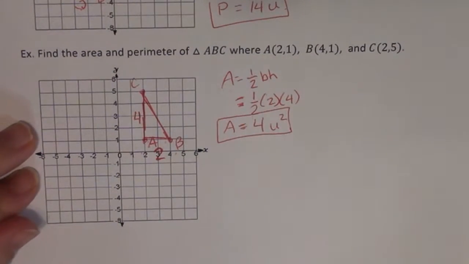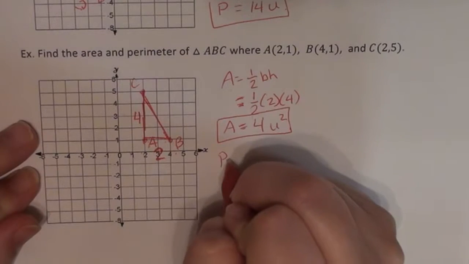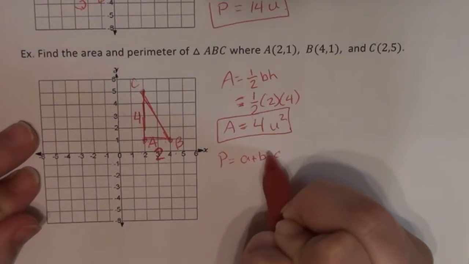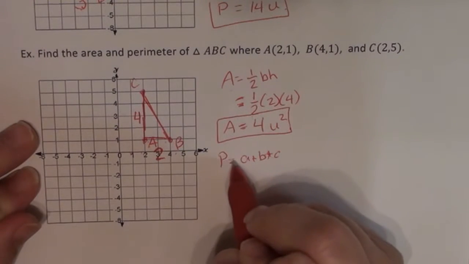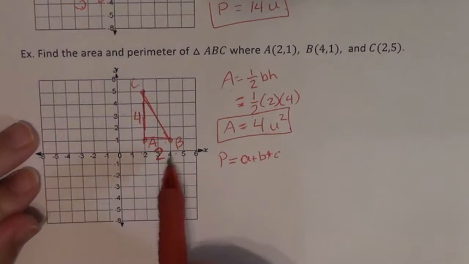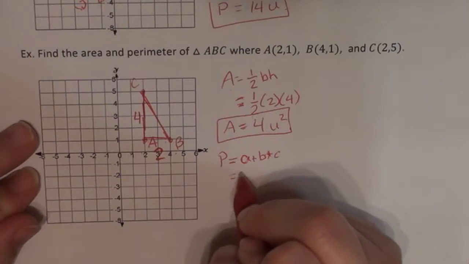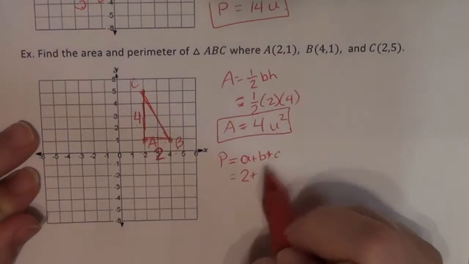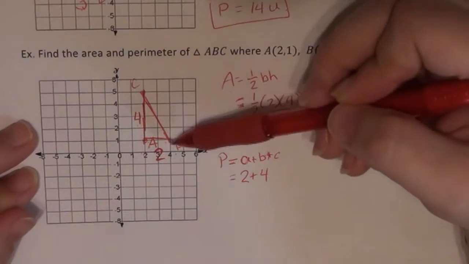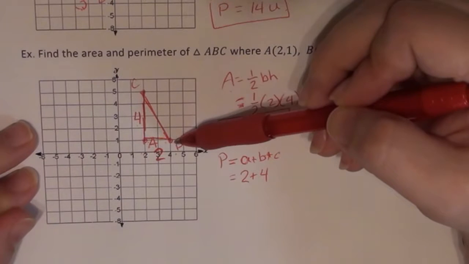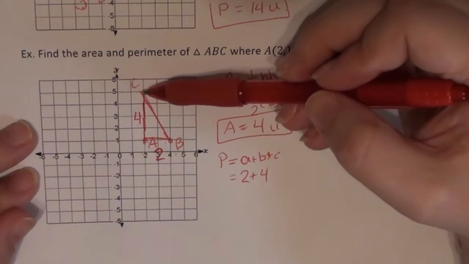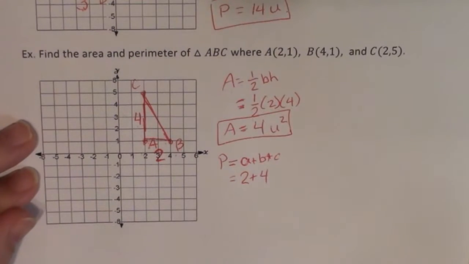Now perimeter is a little trickier here because the perimeter for a triangle is a plus b plus c, where a, b, and c are the 3 side lengths of the triangle. Well, the first side length is 2. The second side length is 4. We just counted those. But the third side length, from C to B, this one we can't count because it's not straight up and down or horizontal. It cuts across the graph paper, so we need another way to do it.